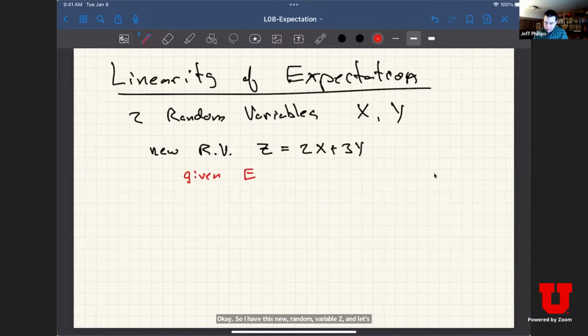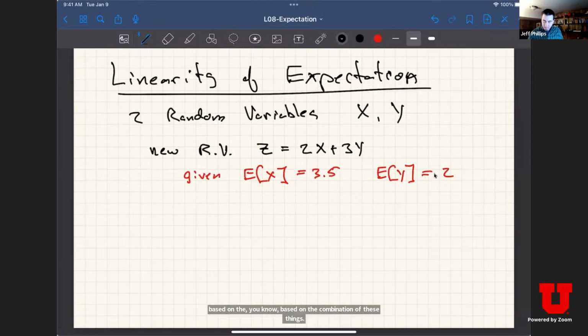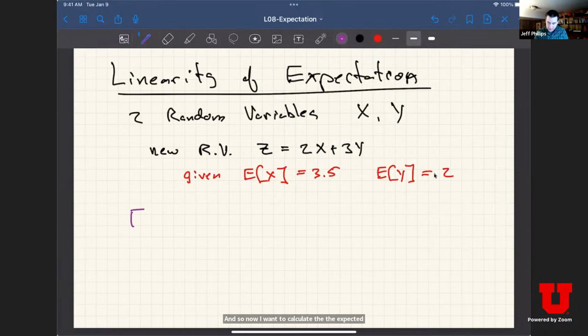So given the random variable x, let's say this is like the roll of a die, and the expectation of y is like if I flip a fair coin, the expected number of flips before I get a heads, which has an expectation of 2. Okay, so let's say I get some points based on the combination of these things. And now I want to calculate the expected value of z. Okay, so I can write this as the expected value of 2x plus 3y.